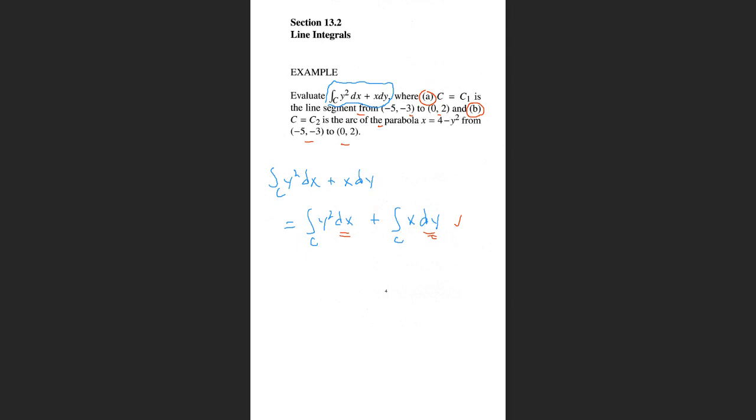Okay, so again, we are finding the sum of two line integrals, this sum, across two different paths. The paths both start at -5, -3, that coordinate, and they end at 0, 2. But they're different paths. So let's go ahead and work the problem out.